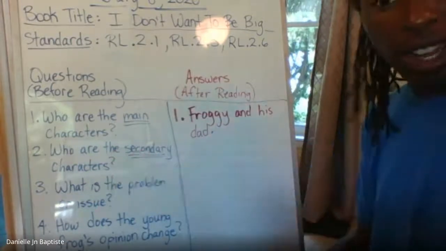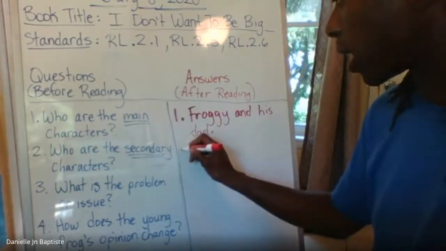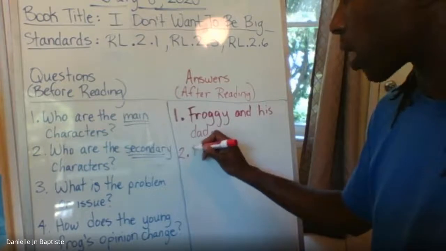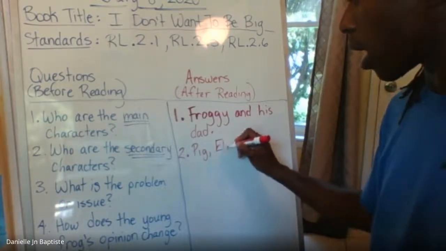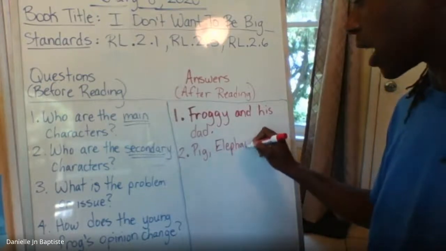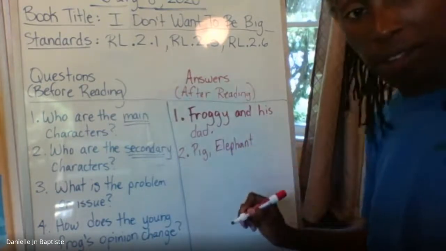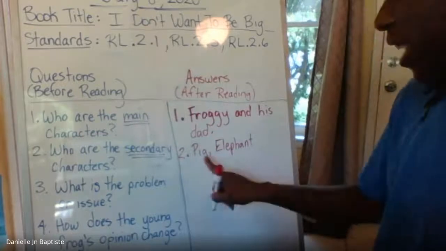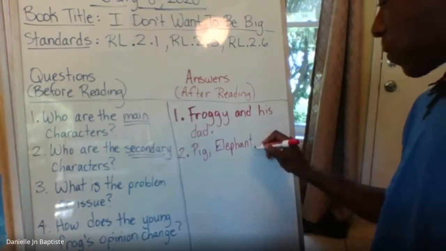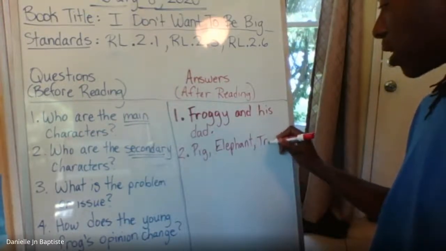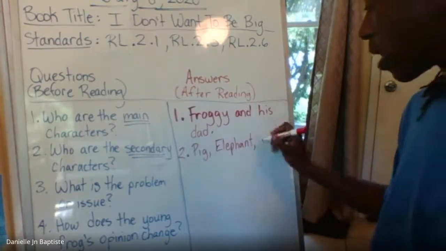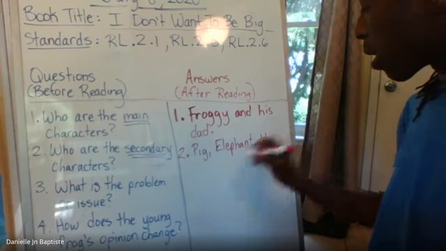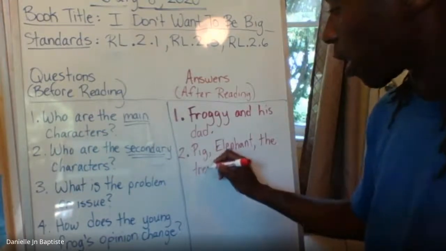Who are the secondary characters? Well, we just saw that. The secondary characters are Pig, Elephant, not to be confused with Piggy and Elephant from other books. Pig, Elephant, tree frogs. How about we say the tree frogs? The tree frogs.